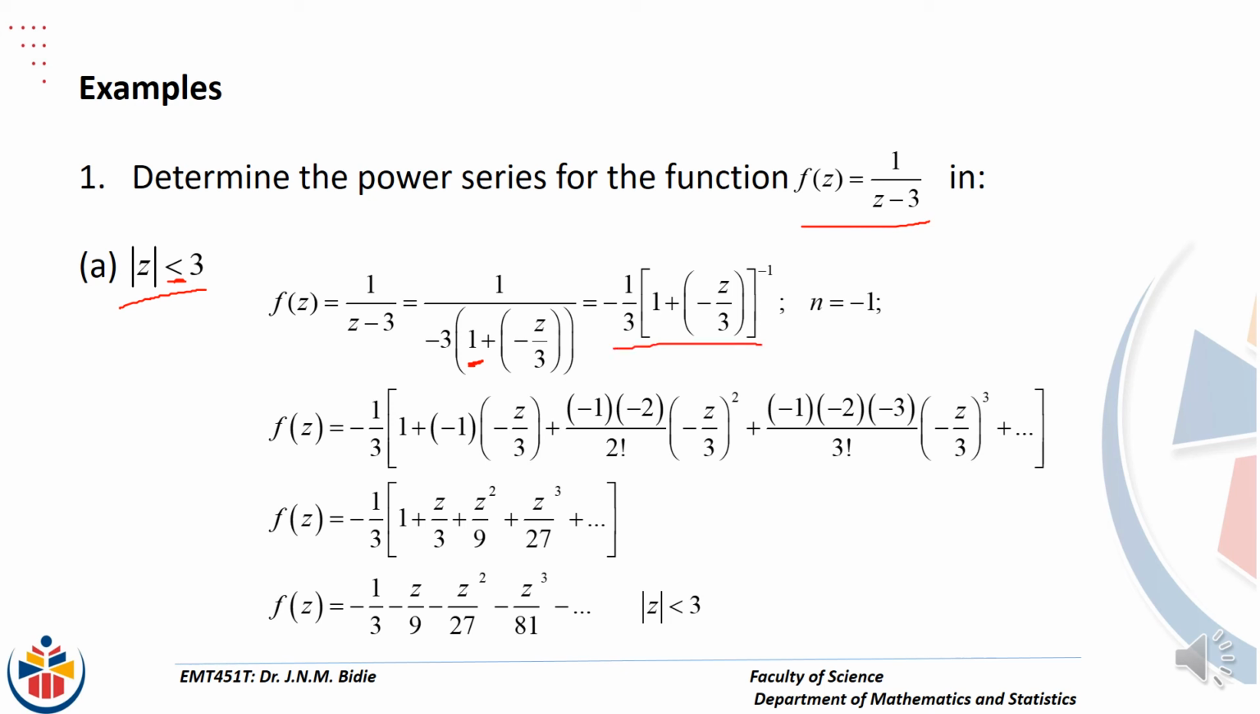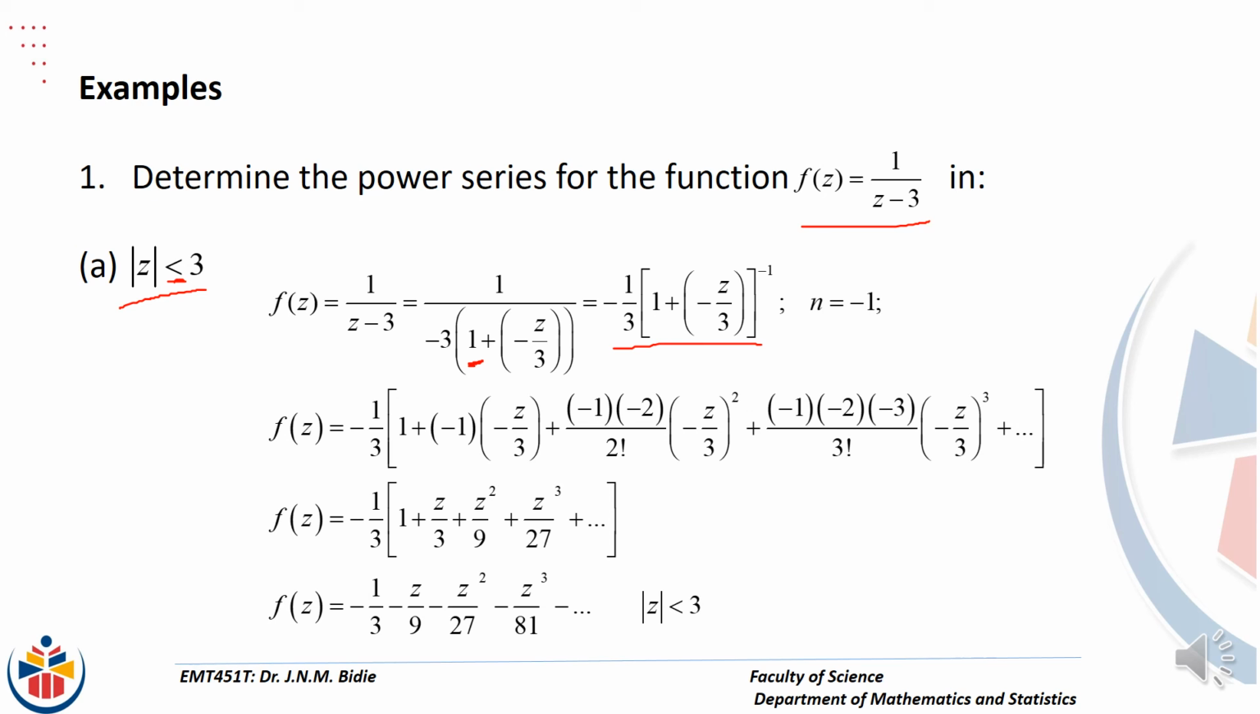So we've got -1 over 3 outside, and we've got 1 plus the negative of z over 3, all to the power -1. Now note that n in our case is -1. Then we use the binomial series expansion formula. We just substitute in n is equal to -1. In place of z, we have -z over 3. So note that we have a -1 over 3 on the outside. So we take it down, and then we open the bracket.